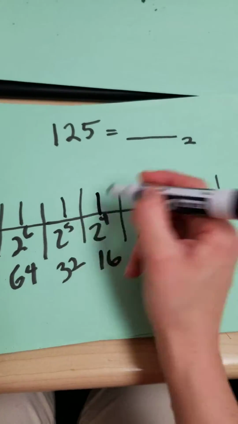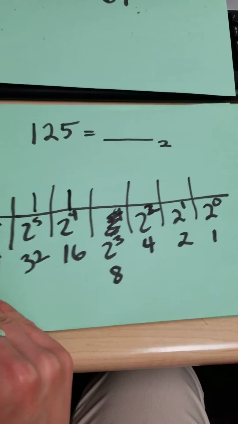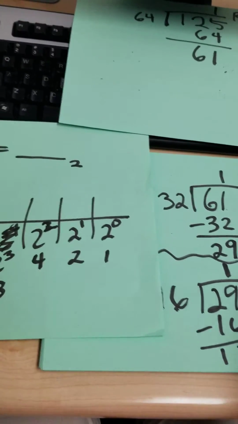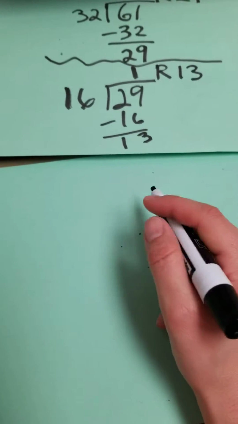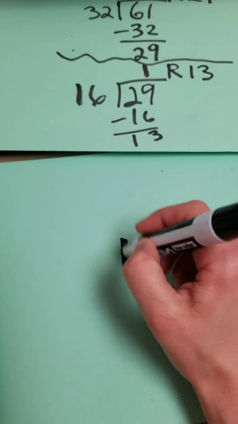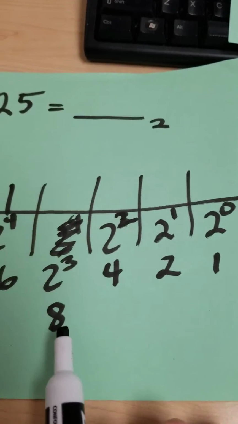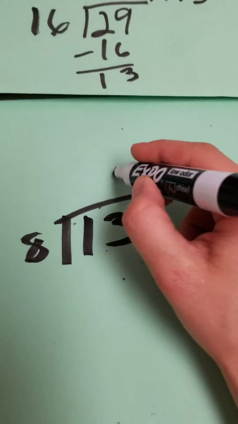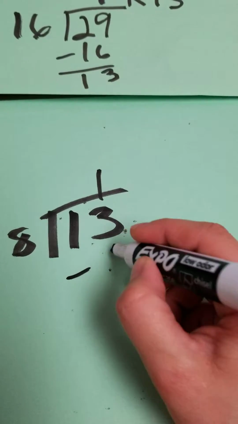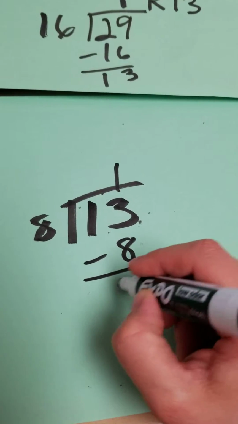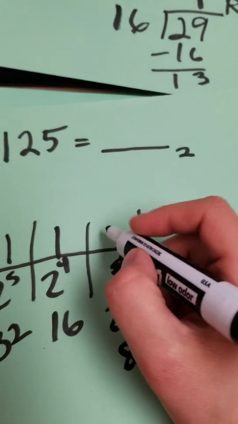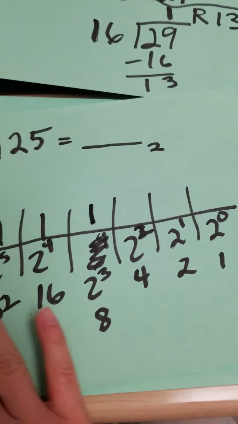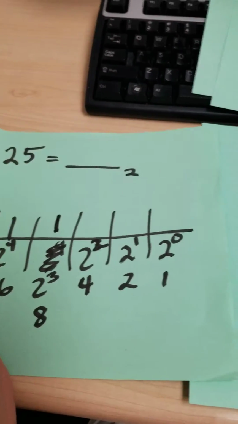So we can take 1 out. With 13, how many groups of 8 can we take out? We had a remainder of 13. Our next place value was 8. We wanted to see how many groups of 8 we can take out. We can take out 1. So we subtract away 8 and have 5 remaining. So we have 1 group of 8. We have 5 left. Maybe you see where this is headed.